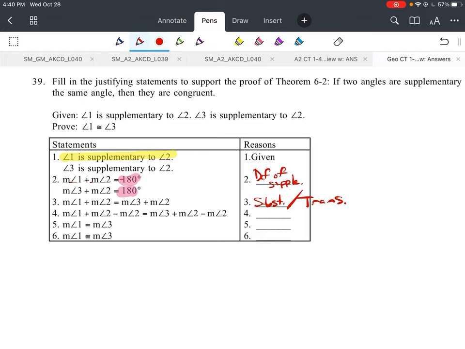All right, now for this next one, notice what they're doing here. They're saying, hey, I'm going to subtract this angle 2 from both sides here. Which property of equality is that? That's subtraction. Okay, and then the next step is to just simplify that.